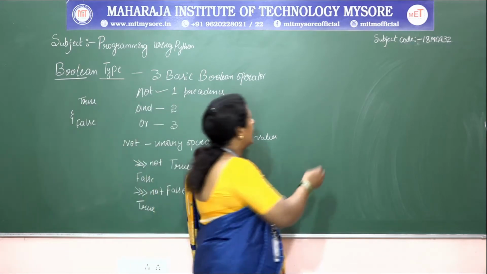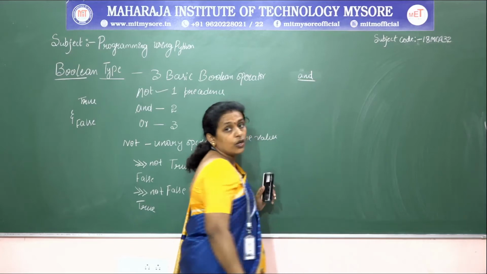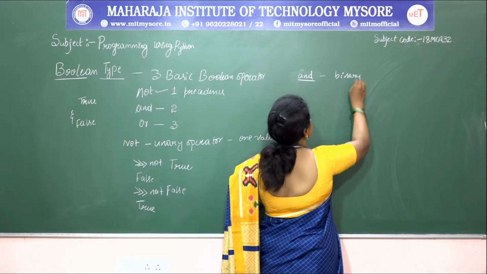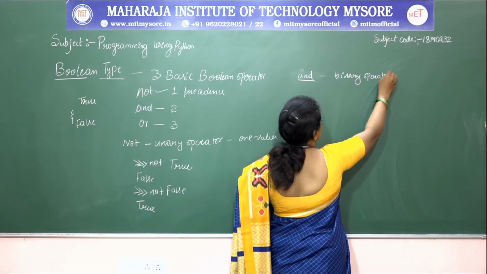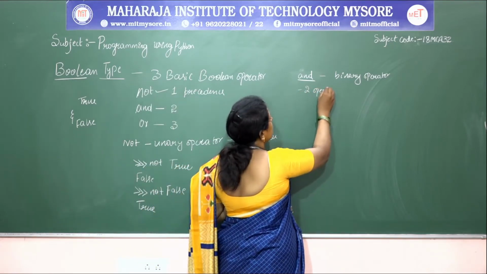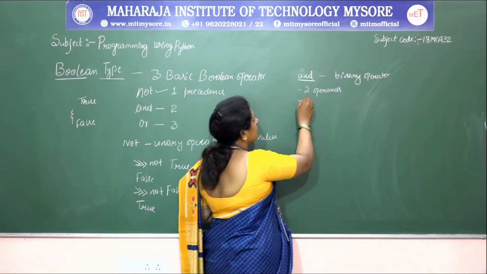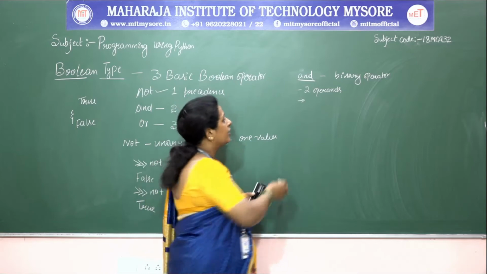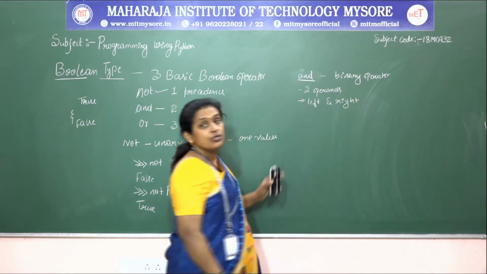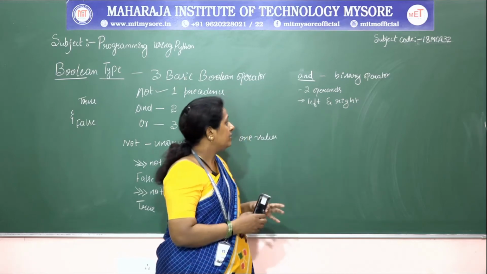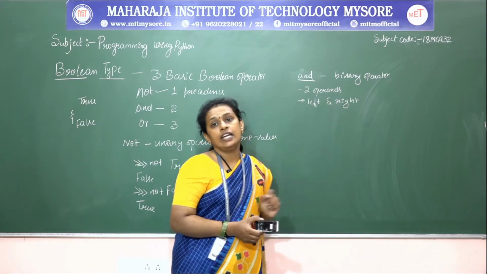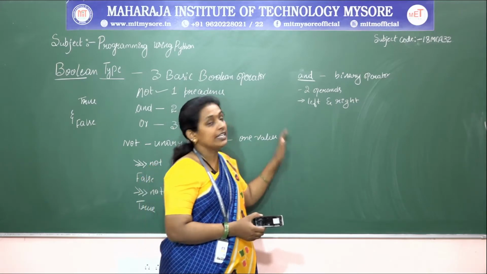Now consider the and operator. It is a binary operator, so it takes two operands, and the expression is evaluated from left to right, containing a left and a right operand. When the and operation is performed, only when both the left operand and the right operand are true do we get the output true. Otherwise, we get false.